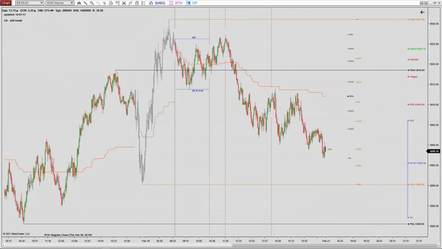The session shown here, however, is a fitting example of the exception to the rule by not having taken out either Globex extreme, and as such, it is fair to say that its stat is not 100%.